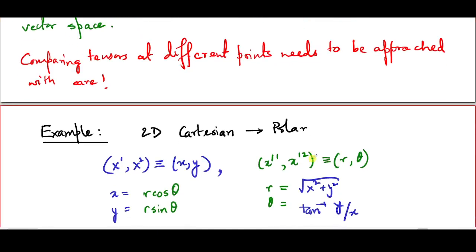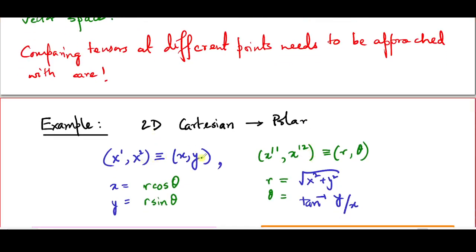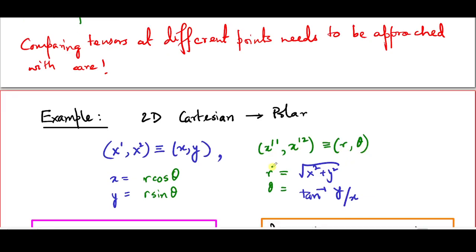So, our original coordinates x1 and x2 are nothing other than x and y, our familiar Cartesian coordinates, whereas x prime 1 and x prime 2 are nothing but polar coordinates r and theta respectively. As you all know, x and y are related to r and theta by this simple set of relations. x is r cosine theta, whereas y is equal to r sine theta, and the inverse rules will give you r and theta in terms of x and y.